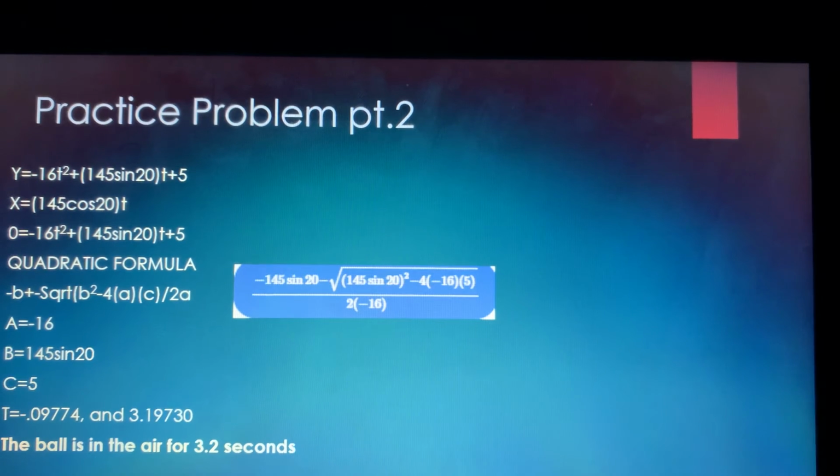Well, how are we going to do that? You guys smell that? I smell a quadratic formula. If you haven't watched my video on that, please do so now, especially if you don't understand what it is. So the quadratic formula is negative b plus or minus the square root of b squared minus 4ac all over 2a.